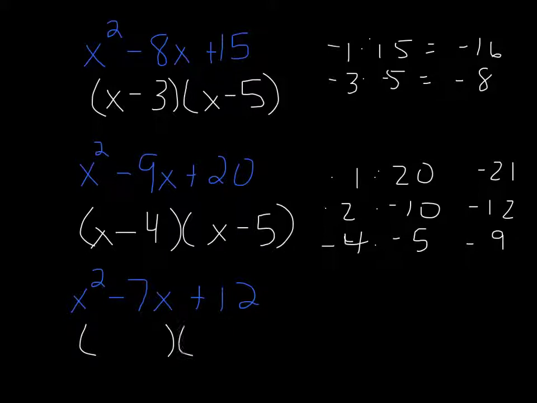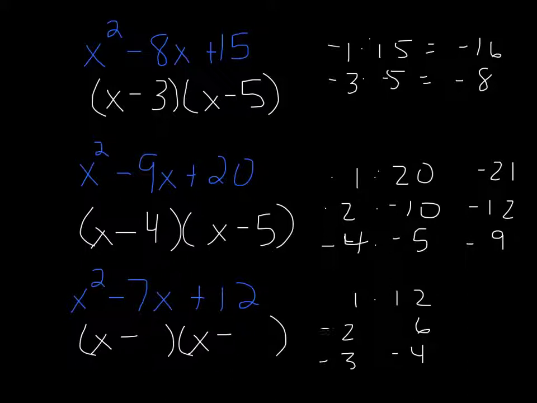Okay, and our last one, if we put in our x's, we put in our negatives, got 1 and 12, 2 and 6, 3 and 4, and they're all negatives again. So we got -13, -8, -7. So the last one is going to do it.